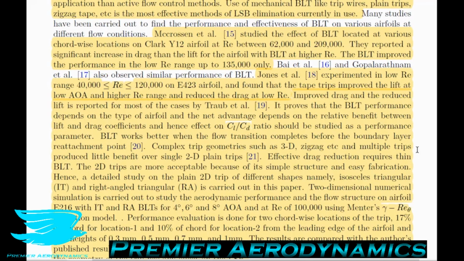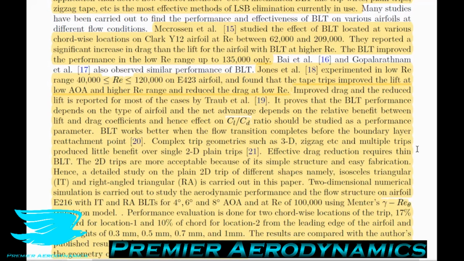BLTs work better when the flow transition completes before the boundary layer reattachment point. So in other words, when you get the flow detaching from the surface, by the time it reattaches, it should have completely turbulated, and now it's reattaching as a turbulent boundary layer. They're saying BLTs work best under this situation.